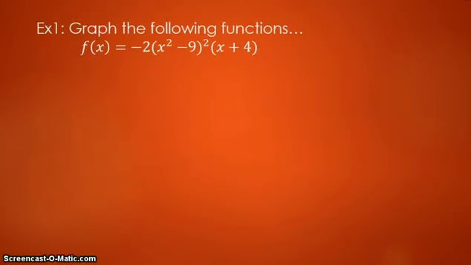First example being f of x is equal to negative 2 times the difference of x squared and 9 squared.